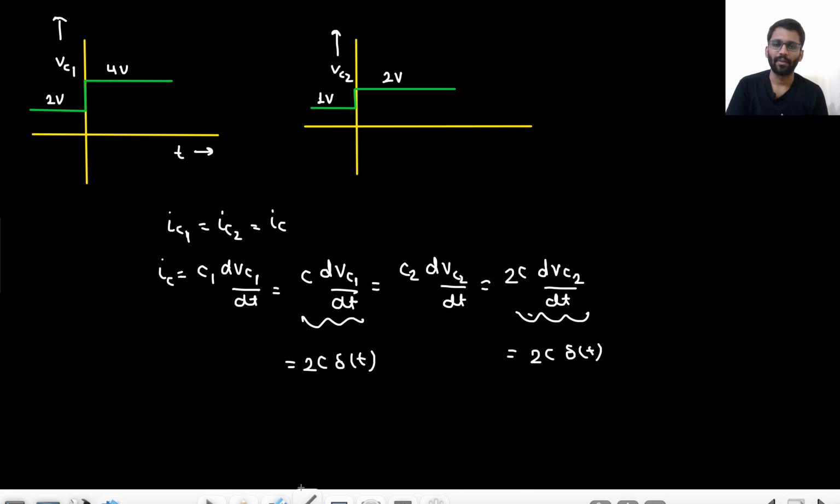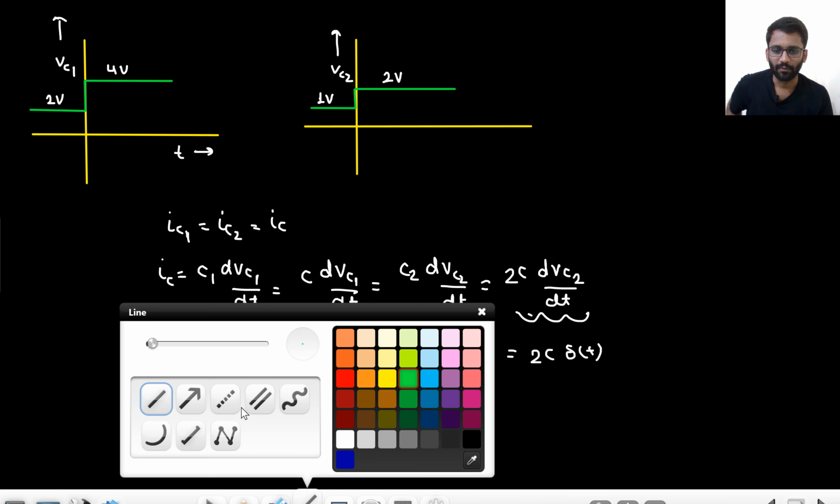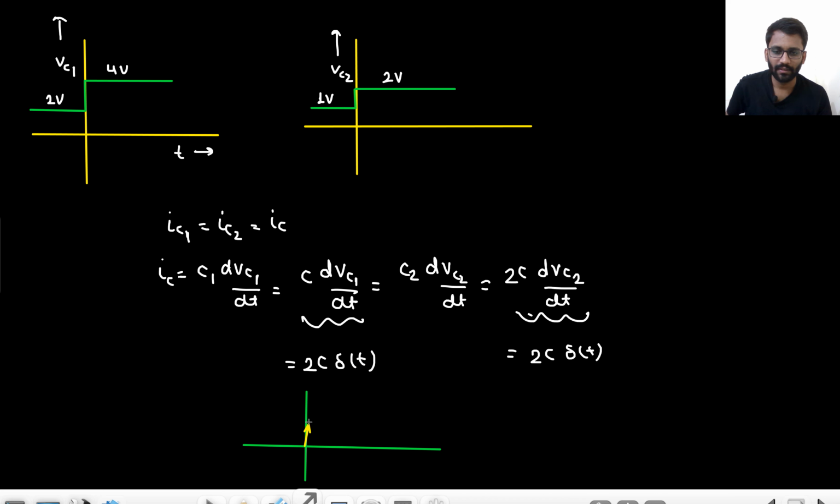So basically, what will be my waveform for IC? Simply an impulse of 2C. And what does 2C show here? 2C shows here the charge, right? That means we are giving 2C charge to both of the capacitors, right? So this is my IC, that is 2C delta T, or I shouldn't write 2C delta T, I should just write 2C, because this shows the magnitude. So my IC(t) is 2C delta T.